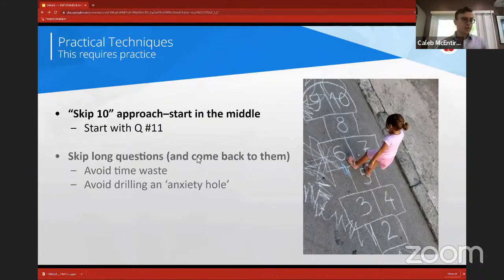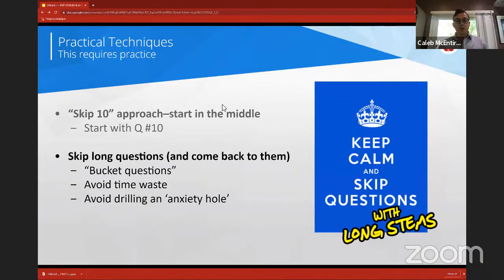You can also experiment: you could start with question 21 instead of 11, just to make it seem like more manageable bite-sized blocks. Some students I've worked with have also taken each block of 10 and conceptualized it as its own mini test. And then a second technique here is skipping long questions.